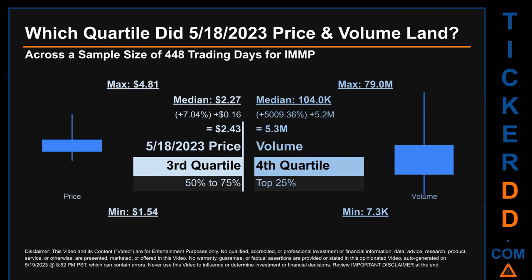Descriptively, IMMP has a median price of $2.27. Therefore, May 18, 2023 price was higher from that middle marker by 7.04%. The day's volume of 5.3 million was more than the median by 5,009.36%.